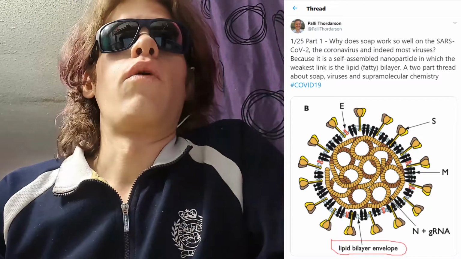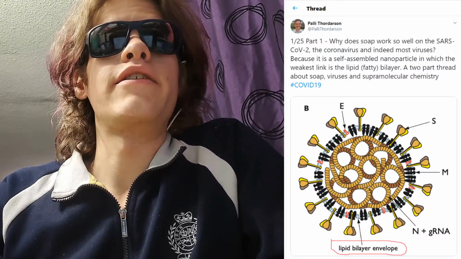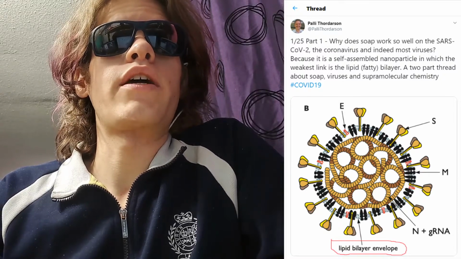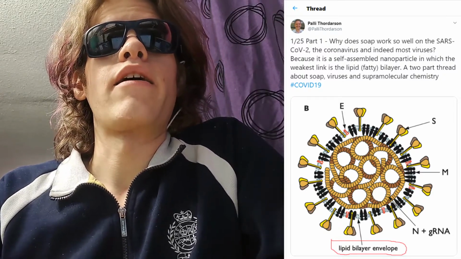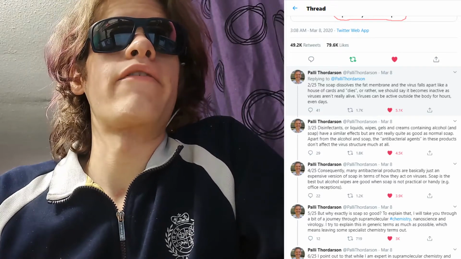So, why does soap work so well on SARS-CoV-2, the coronavirus, and indeed most viruses? Because it's a self-assembled nanoparticle in which the weakest link is the lipid fatty bilayer. A two-part thread about soap, viruses, and supramolecular chemistry. The soap dissolves the fat membrane, and the virus falls apart like a house of cards and dies, or rather, should we say, it becomes inactive, as viruses aren't really alive. Viruses can be active outside the body for hours, even days.